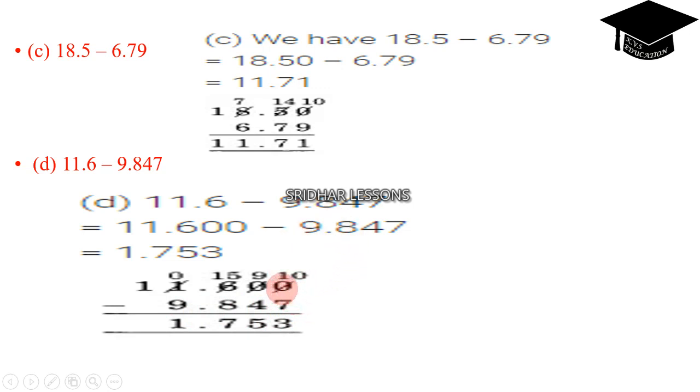Since it is 0, we have taken 10 as borrow. 10 minus 7 is 3. 9 minus 4, 5. 15 minus 8, 7. And here 11 has become 10. 10 minus 9, it is 1. So the value is 1.753. Okay.